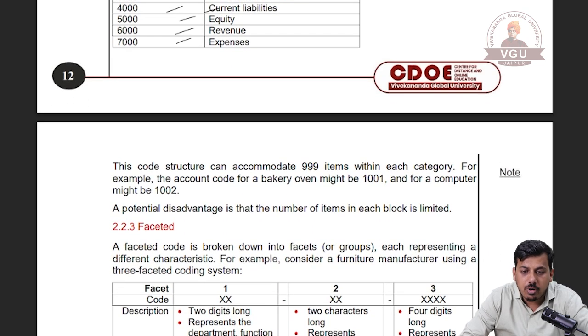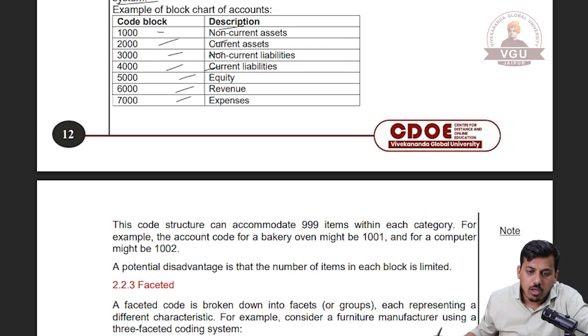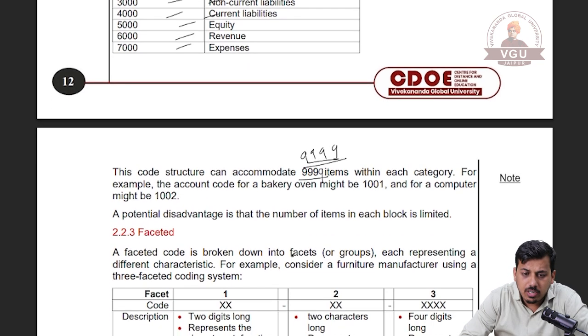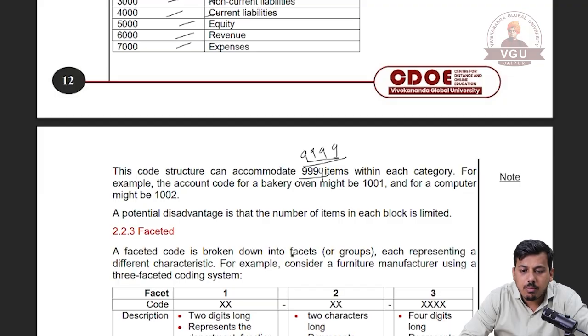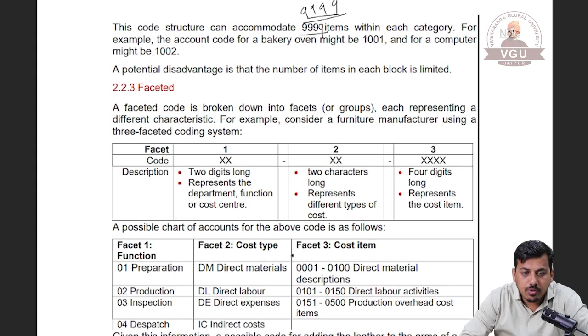This code structure can accommodate 999 within each category. For example, the account code for a bakery oven might be 1001 and for a computer might be 1002. Okay, so these codes can accommodate 9999, not 999. A potential disadvantage is that the number of items in each block is limited. Okay. Next one is faceted.